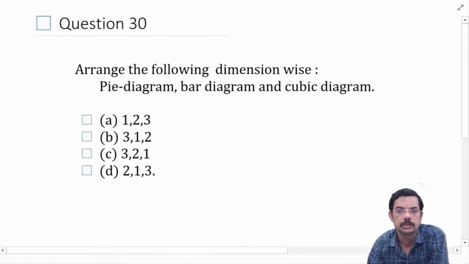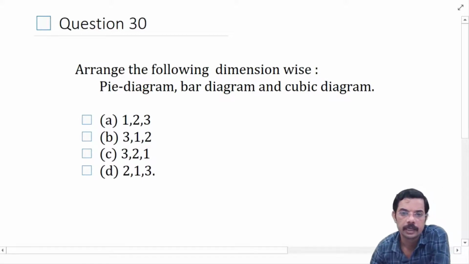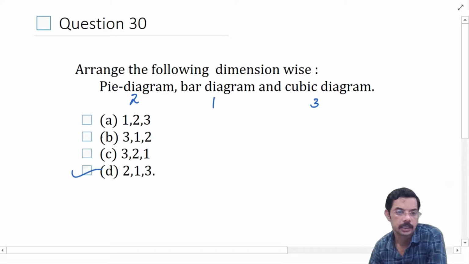Look at this question. Arrange the following dimension-wise. Okay, let us try to arrange them. Pie diagram is a two-dimensional figure, so this appears to be the correct answer because 2 comes first here. A bar diagram is a one-dimensional diagram. A cubic diagram, by the name itself, is a three-dimensional diagram. Yes, this one is the correct answer. Okay, next question.